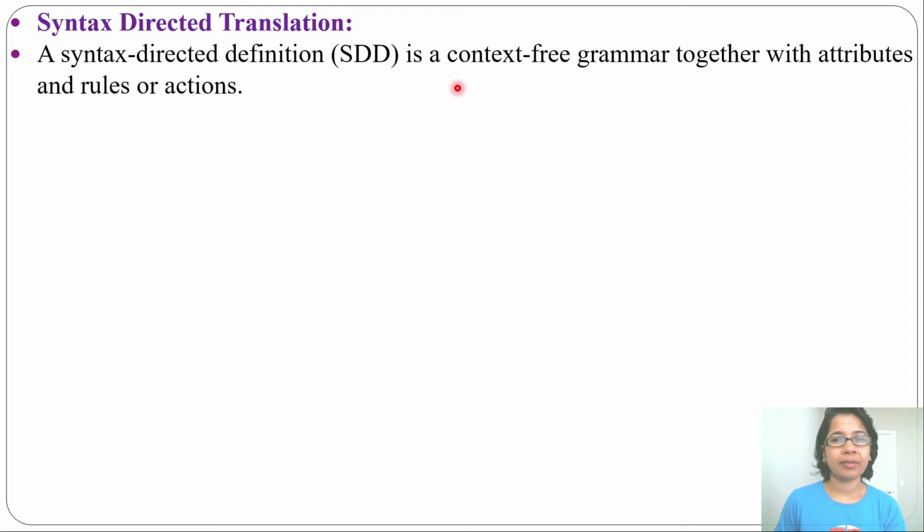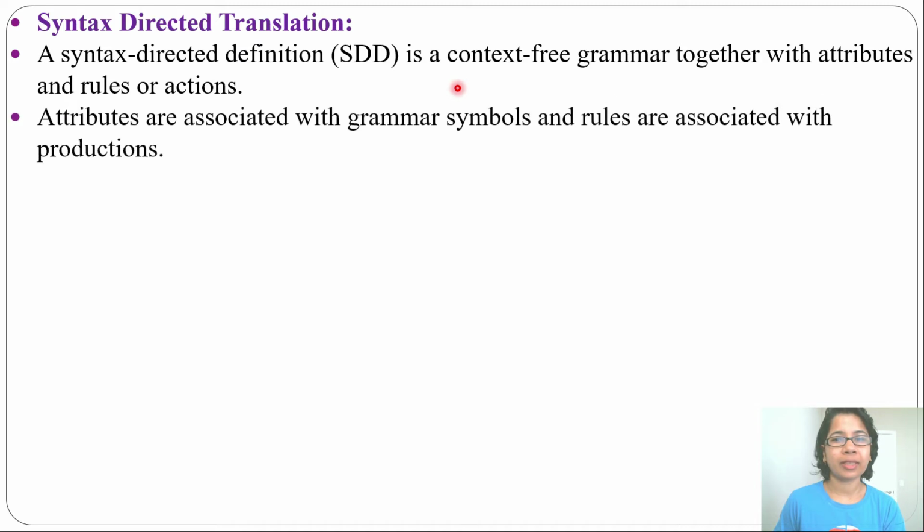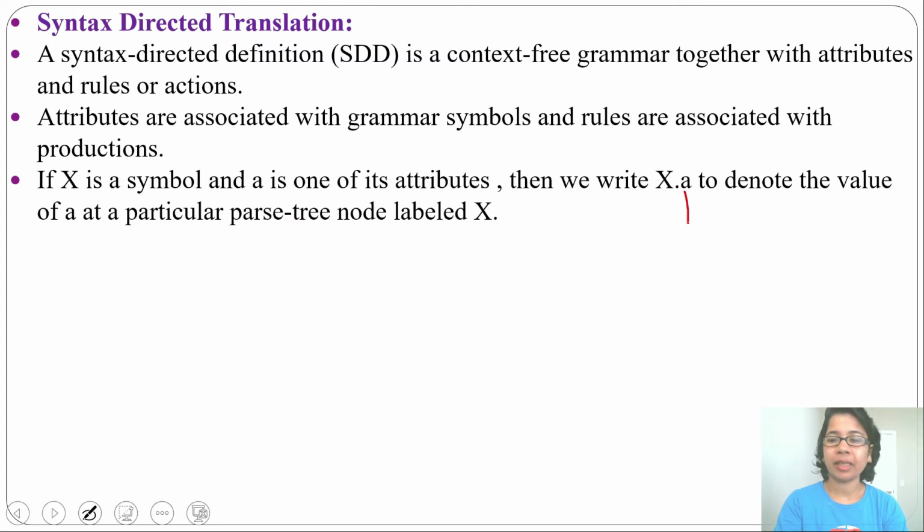Syntax directed definition is a context-free grammar together with attributes and rule or action. What is attributes? Attributes are associated with grammar symbol where rules are associated with the production. Suppose X is a grammar symbol and A is an attribute. We can write X dot A. Here A is the attribute and X is the grammar symbol. It can be terminal or non-terminal.